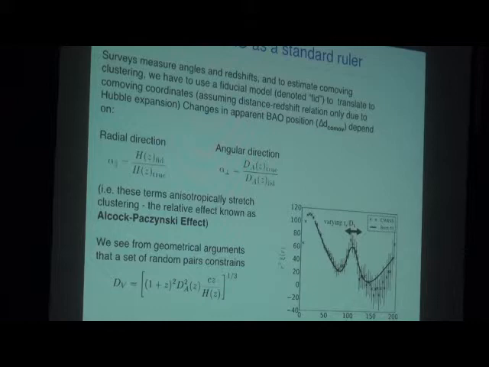This, in essence, is the idea behind using BAO as a standard ruler. The fact that it's different in the radial and the angular direction means that if you had a survey where the pairs of galaxies were distributed just geometrically randomly, then you would constrain from your peak in the observed correlation function a distance relationship that included twice this compared to this, because there are twice as many pairs separated in the angular direction compared to the radial direction.